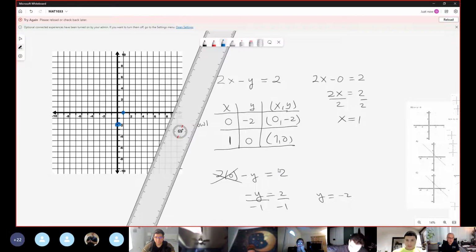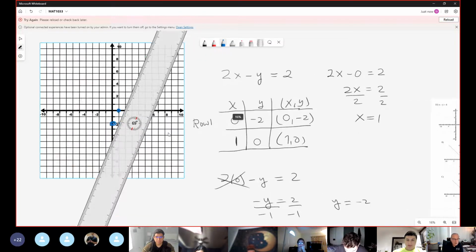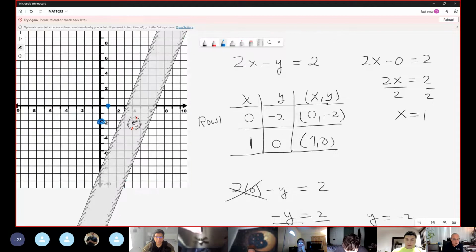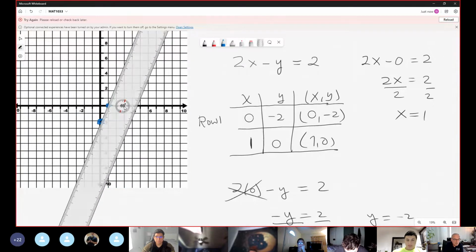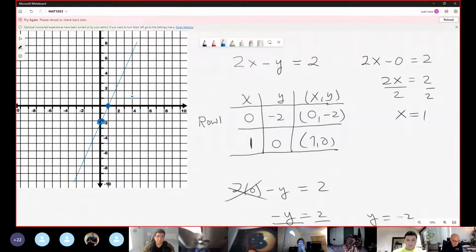Now the rest is using the ruler and connecting. But let me zoom to see more clearly. I'll try using the correct angle. Yeah, approximately like that. Let me see. I believe in this case it is option B. Is the option B.